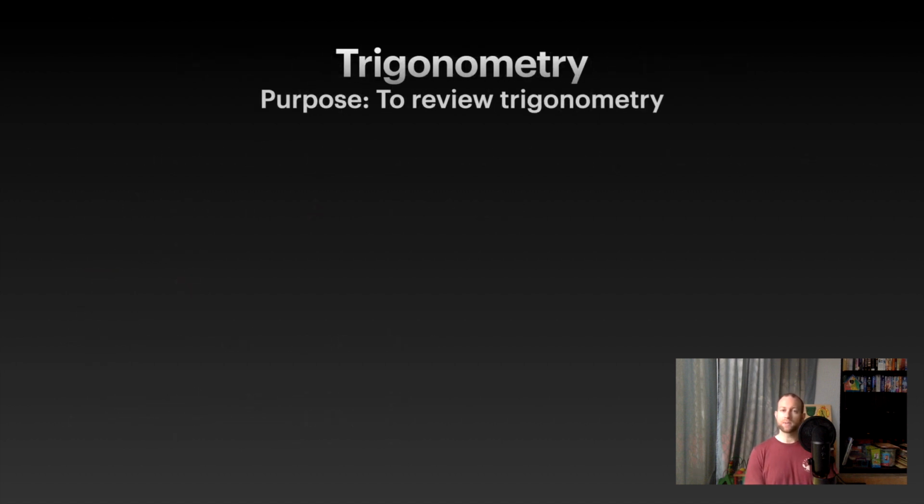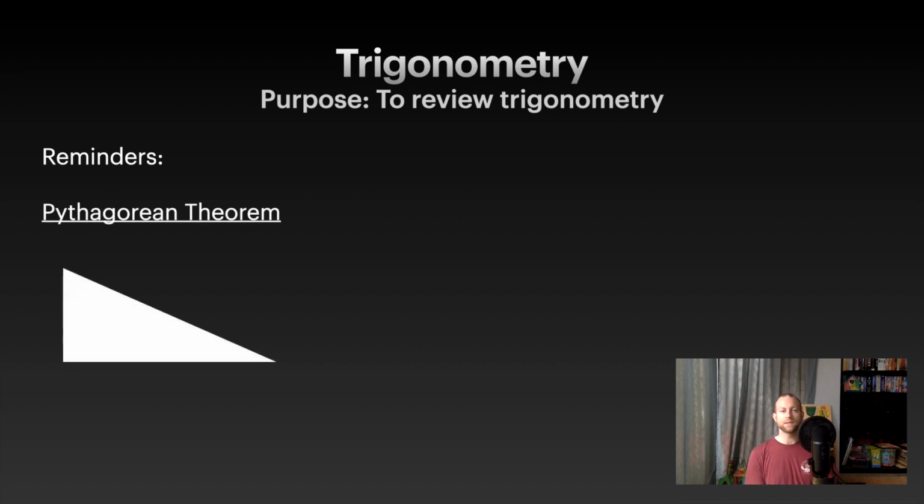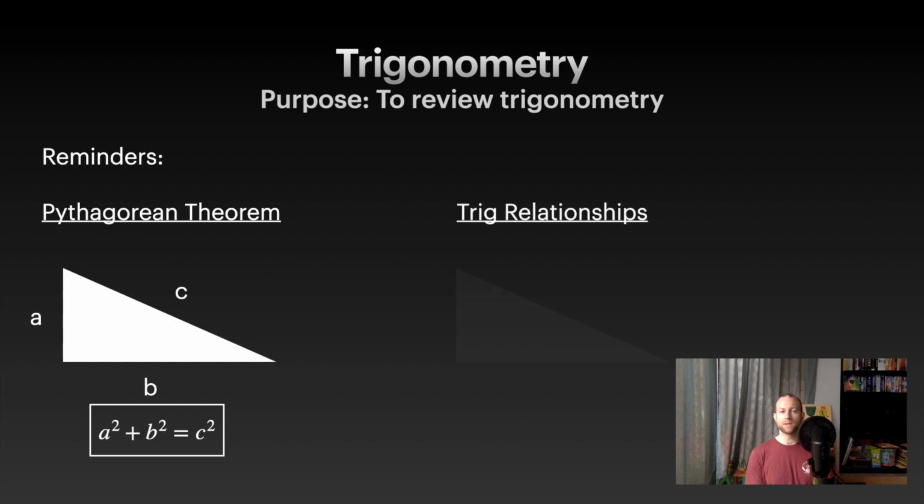Okay, that was it for algebra. Now we're going to move on to trig. Trig is pretty straightforward. So a few reminders with this. So first of all, Pythagorean theorem. If you have a triangle like this, let's label the sides. So A, B, and C. It doesn't matter which one is A, which is B. All that matters is C is the longest side, your hypotenuse. This is your equation. A squared plus B squared equals C squared. That's Pythagoras.